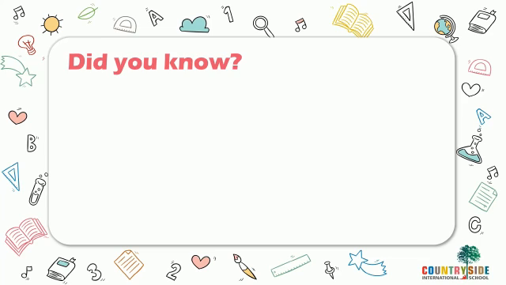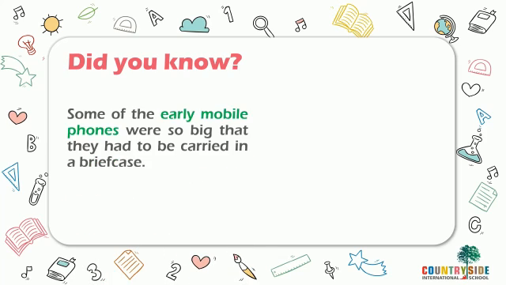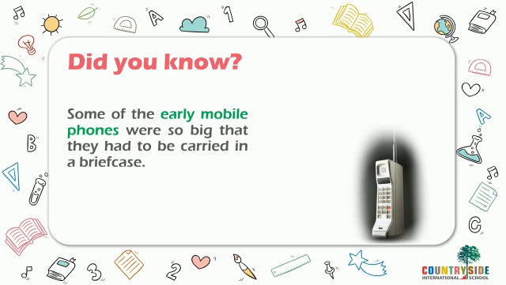Now, the Did You Know section, and a very interesting fact given in the Did You Know section. Some of the early mobile phones, means very old mobile phones, were so big that they had to be carried in a briefcase. Briefcase means a suitcase, a big bag. Now, in the initial days, the mobile phones were so big that they had to be kept in the suitcase or in the briefcase or in the bag and carried. Now they are very small, they come in the pocket. Would you like to see that? Yes, such type of mobile phones were there, which were very big and you could not put it in the pocket. You had to carry it in your bag.